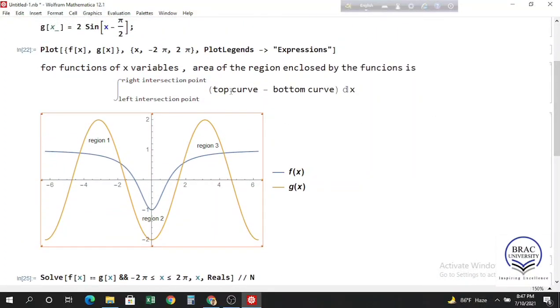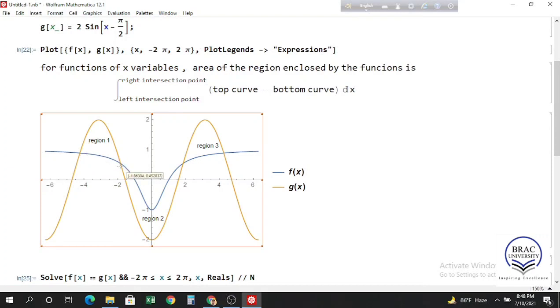So why are we integrating top curve minus bottom curve? You should know this from the basic knowledge of integration. Say I am integrating only the function g of x from this left point to right point. What will we get? We will get the area under the curve. What is the area under the curve? The area under the curve g of x is the area between g of x and the x-axis. From this left intersection point to right intersection point, we will get this whole area under the g of x curve.